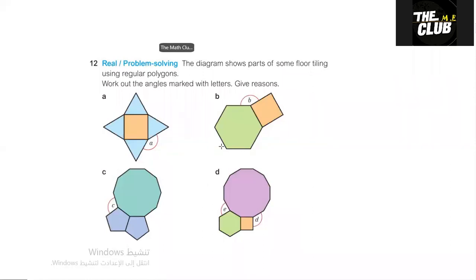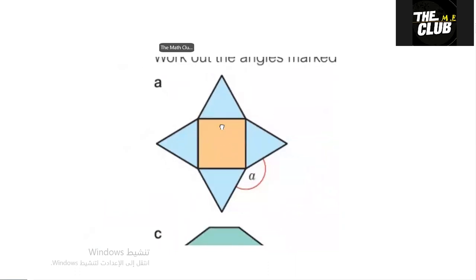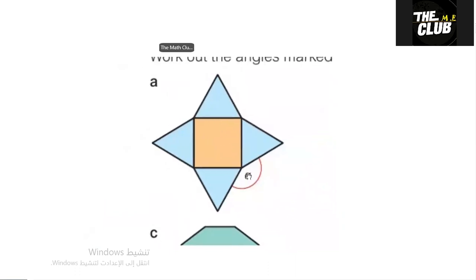Now, to work out these angles, let me show you the steps. Let's zoom into one of the shapes. Yes, let's use this shape here. First, let's work out the angles. When we take a look at the shape, we will notice that this shape consists of two shapes. The first one is a triangle. What kind of triangle is that? Very good. This triangle is an equilateral triangle.